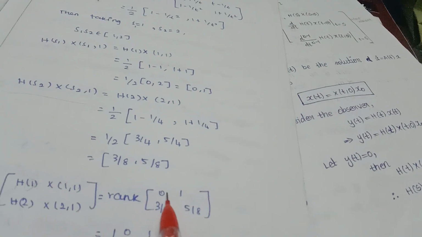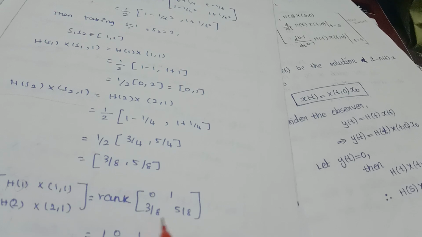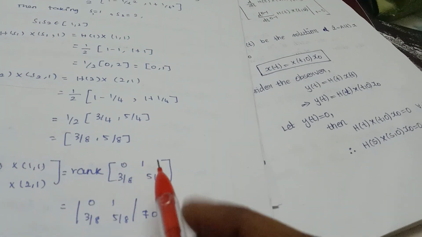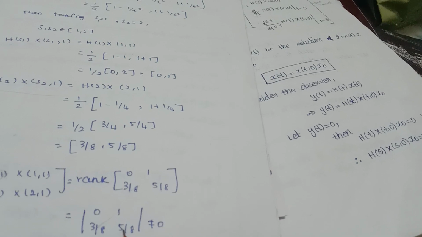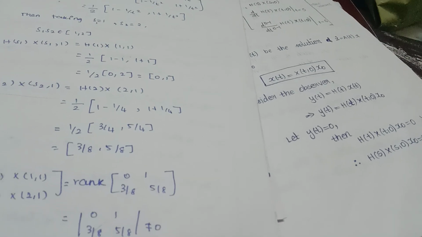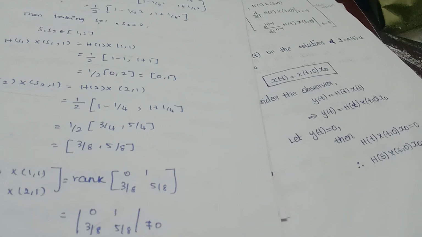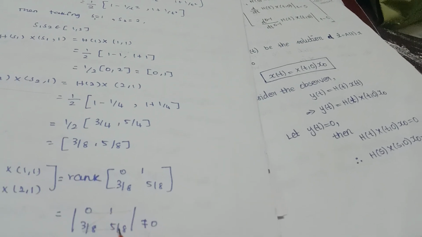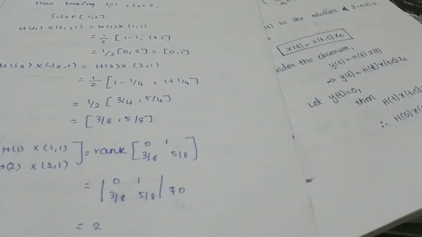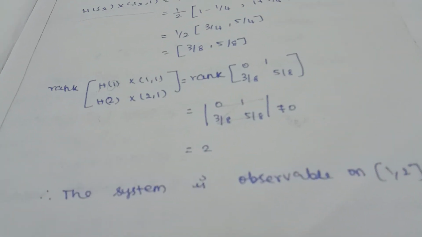So the rank matrix will be 0, 1 in the first row and 3 by 8, 5 by 8 in the second row. If we compute the determinant, we get minus 3 by 8, which is not equal to 0, so the rank is 2. There is no zero rank. So the system is observable. Hope you all understand, and thank you.